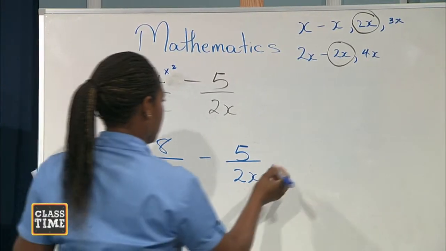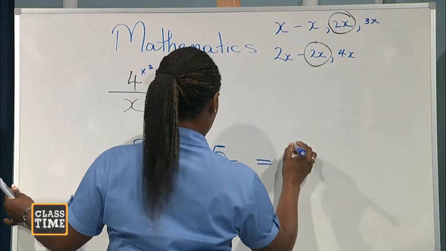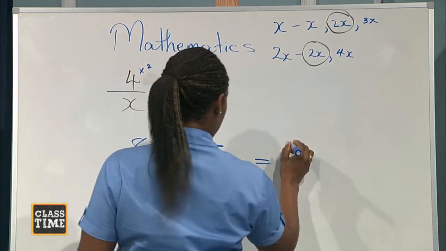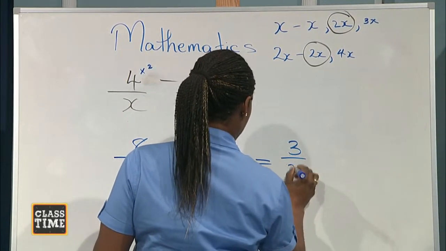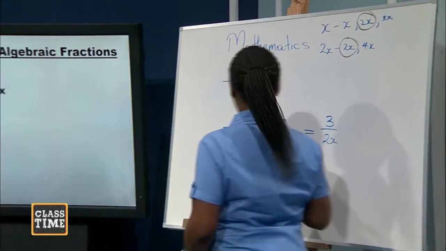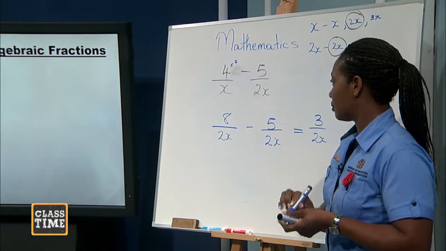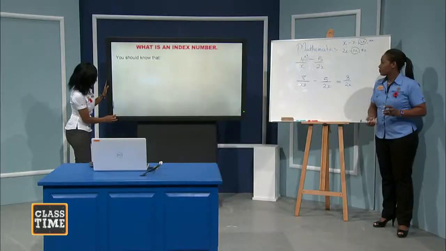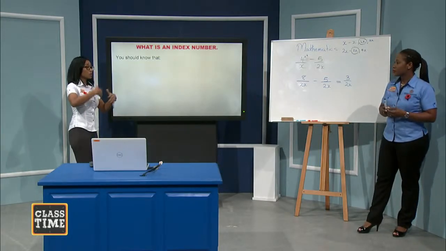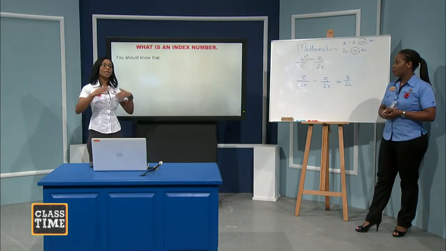So 8 minus 5, remember, both of them are equivalent fractions. They belong to the same whole. So we just need to subtract the numerators, which is how we have 3 divided by 2x. Good job, Tamika. So since we have looked at algebraic fractions, we're going to step it up.